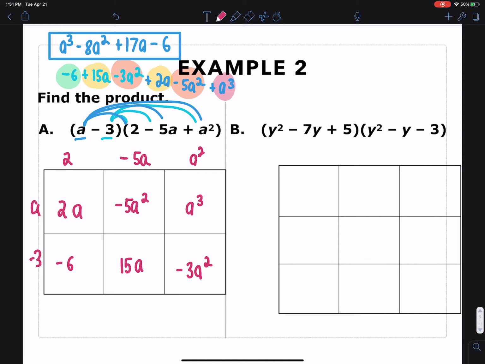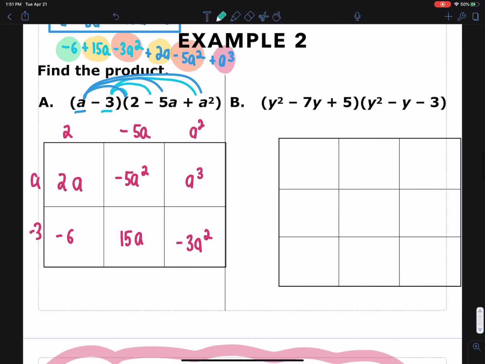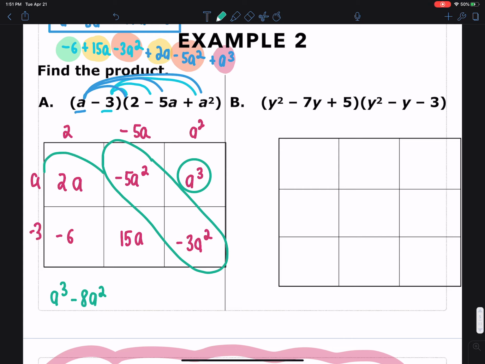So if our terms are written in standard form, the nice thing about the box is that there's kind of patterns where you can figure out where your like terms are. So again, start with our highest exponent and we get a to the third. If we look at this next diagonal over here, we have negative 5a squared and negative 3a squared, which would be minus 8a squared. And then this next diagonal over here, we have 17a. And then last but not least, we have our constant, which is negative 6.